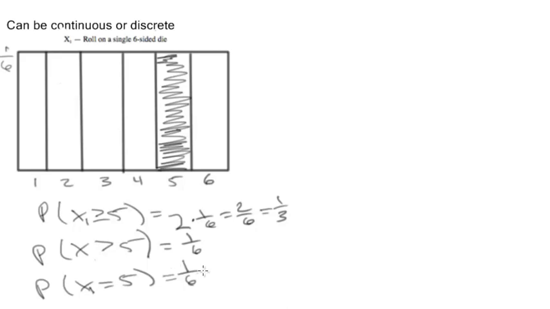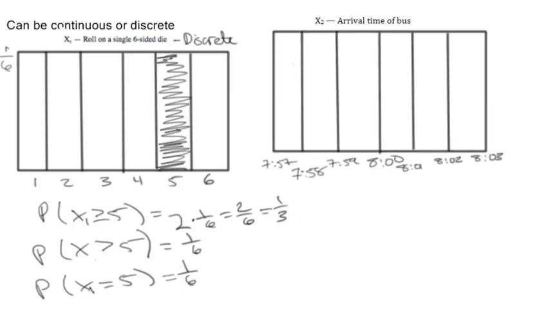Now, all of this is an example of a discrete probability distribution. It's not possible to roll a 2.5. I can only have a 1, 2, 3, 4, 5, or 6. Let's compare this to a continuous probability distribution because I think it will surprise you. So this is my example of a continuous probability distribution. Up here I've got x2, and x2 is a continuous random variable.